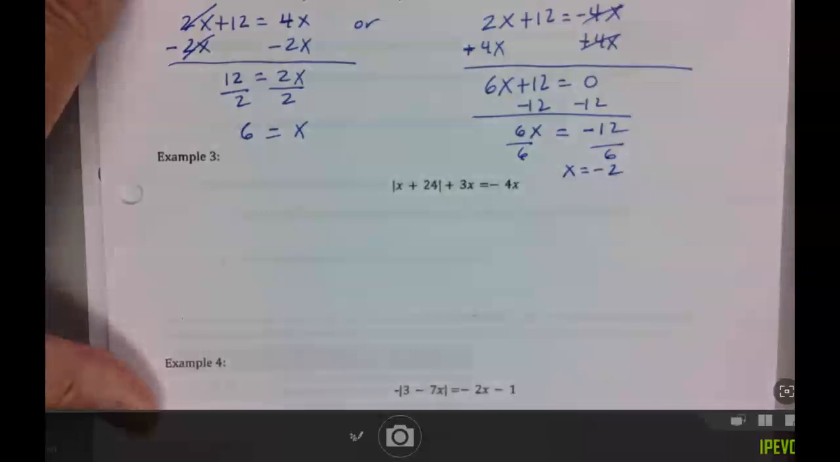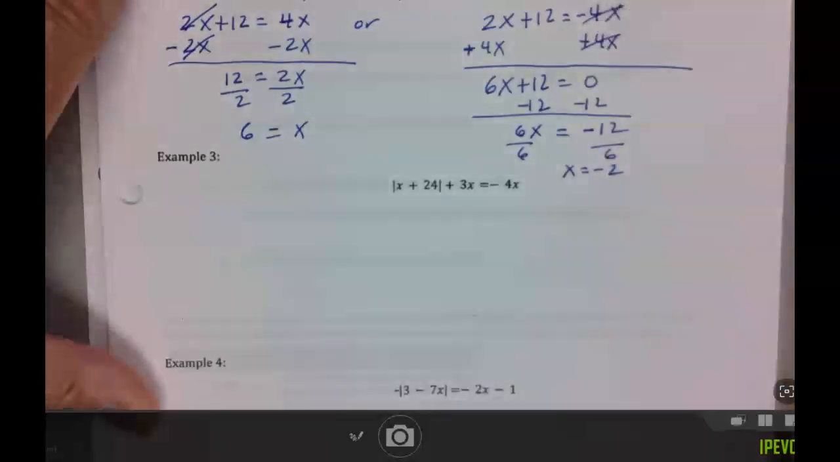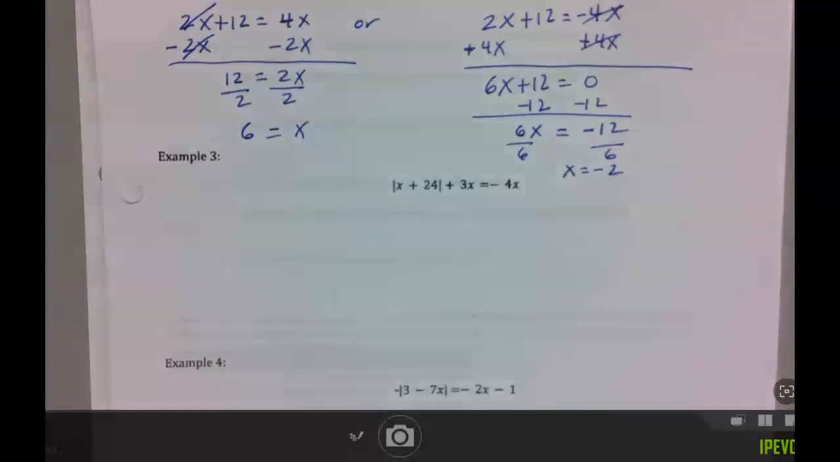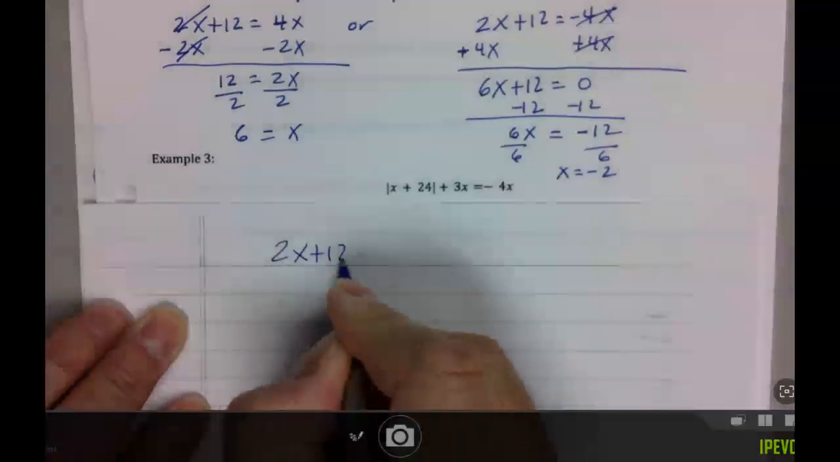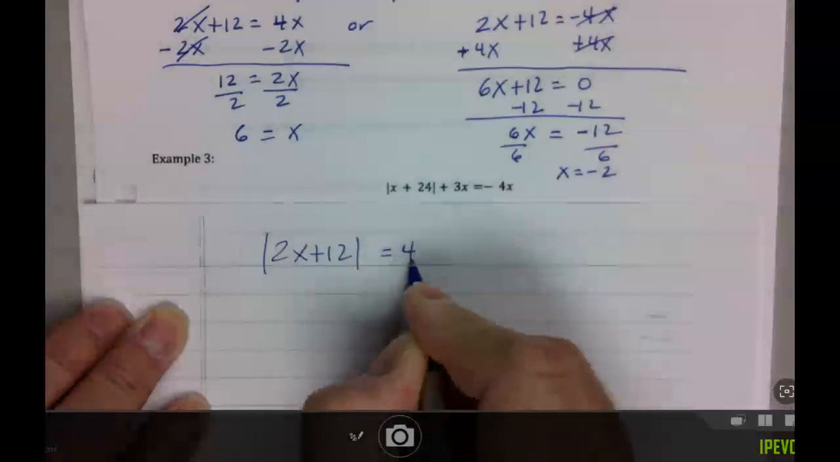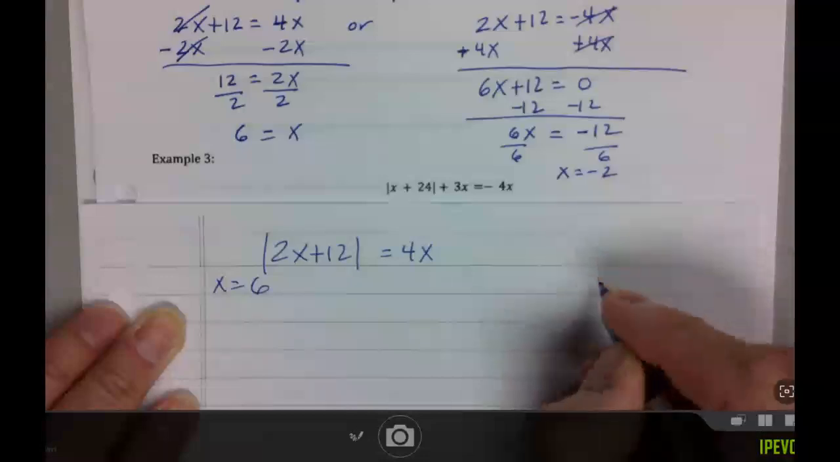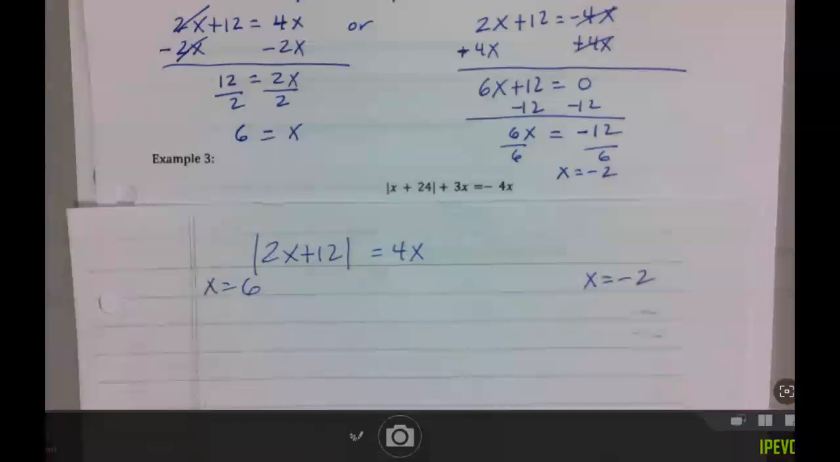You have to check it, because when you have that variable on the right side, we're going to see if they both work. Does that make sense? Because sometimes they don't. Alright, so here's your original equation. Absolute value of 2x plus 12 equals 4x. And I'm going to check with x equals 6 and x equals negative 2. Okay? I'm going to check it.